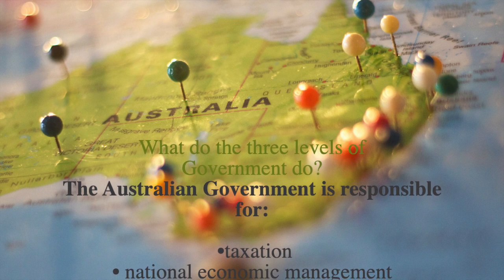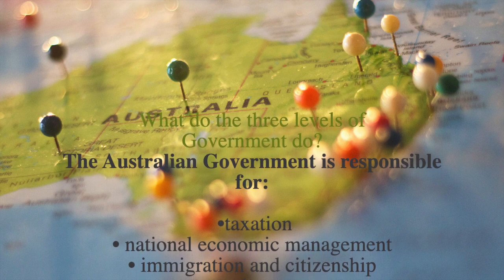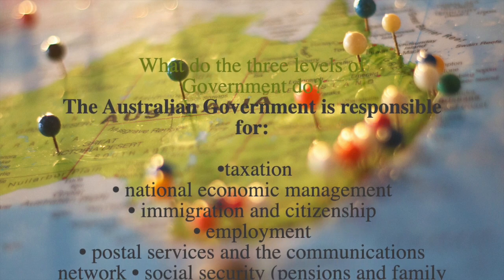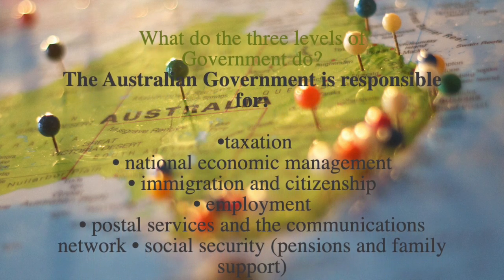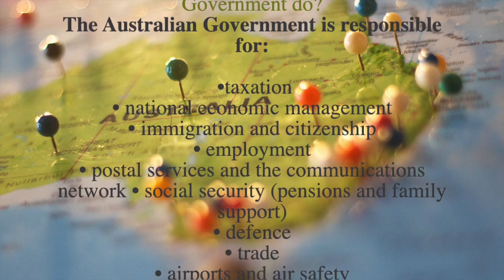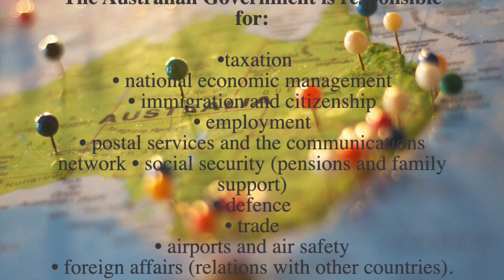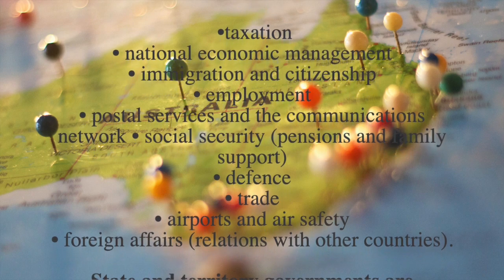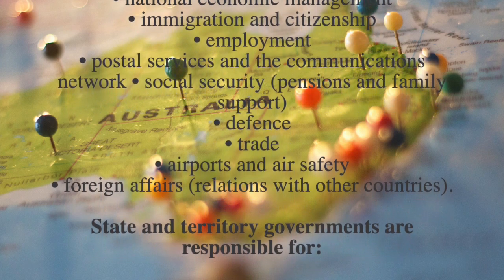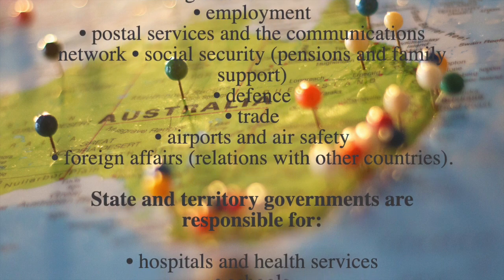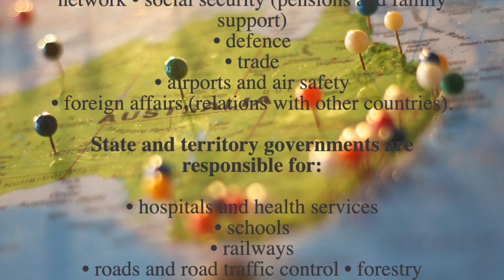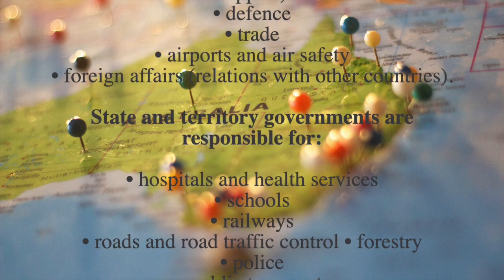So what do the three levels of government do? We'll see what the three levels are. The first one, the Australian government, is responsible for taxation, national economic management, immigration and citizenship, employment, postal services and communication, social security, defense, trade, airports and air safety. So that is very crucial, the air safety aspect, and airports also come under the Australian government.